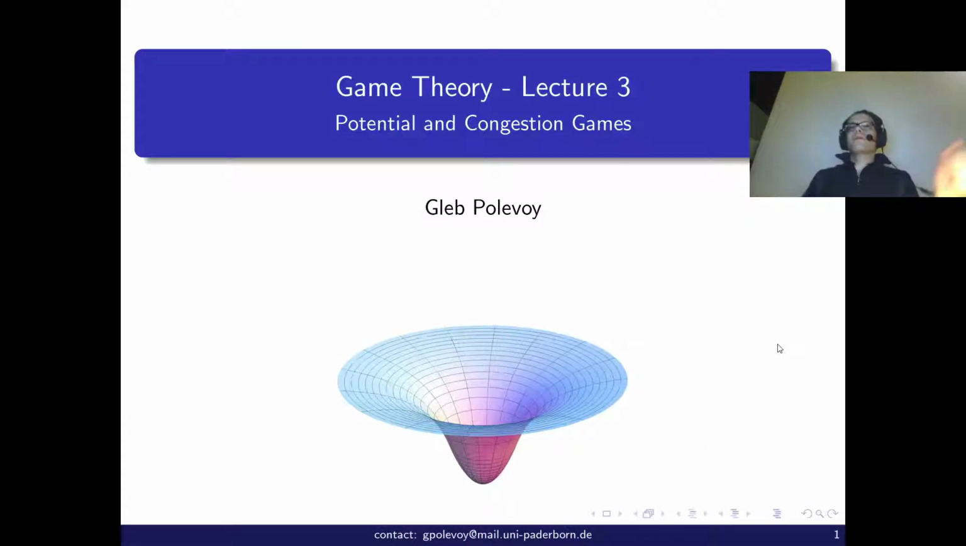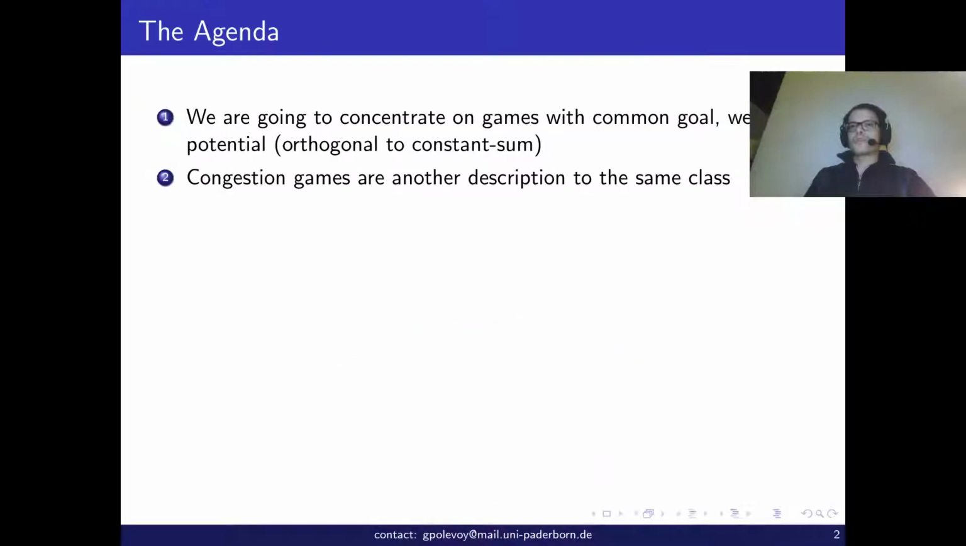So today the lecture is about potential and congestion games. These are very important classes of games. We are always going to talk about the normal or strategic form description, and simply that these are the classes of games we are going to study. So intuitively speaking, potential games are games where all the players have a common goal.